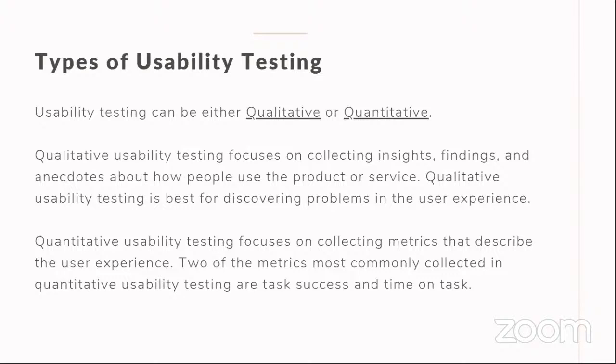So in quantitative testing, you're focusing on metrics that describe the user experience. And there are basically two major metrics that people concern themselves with when they are carrying out quantitative testing: task success and time on task. Were they able to complete the task? And then how much time did it take them to complete the task? Those are the main things they look out for in quantitative testing.